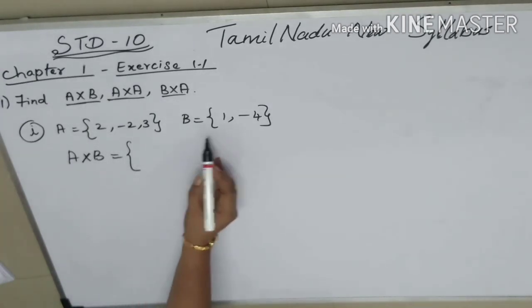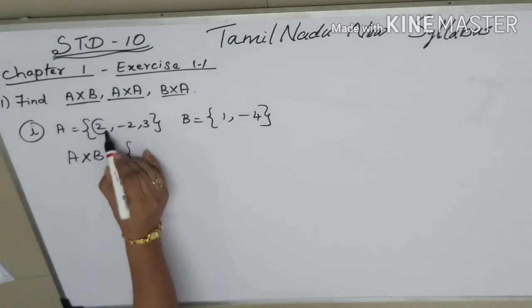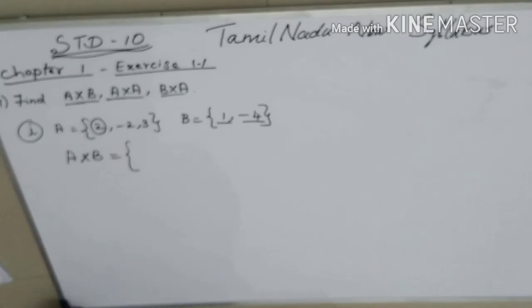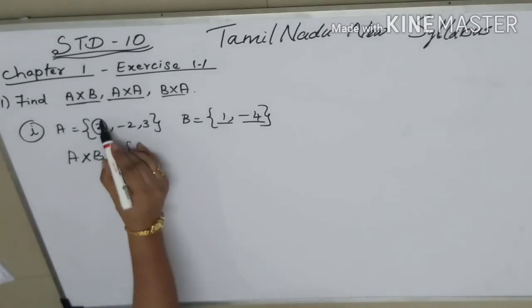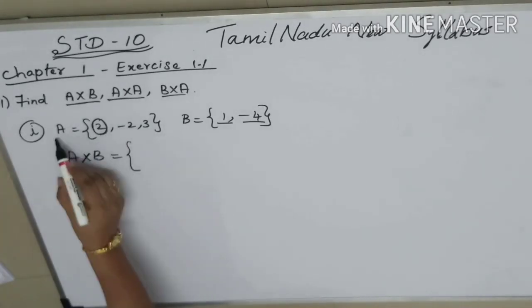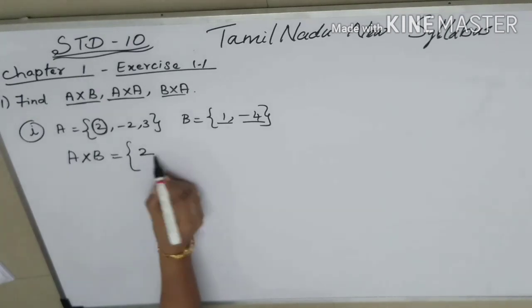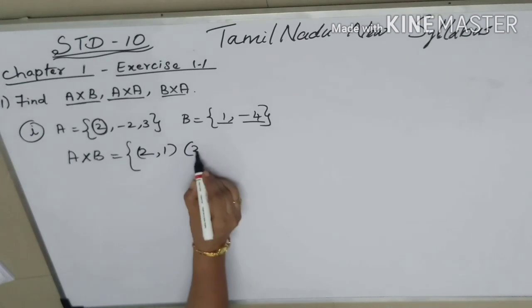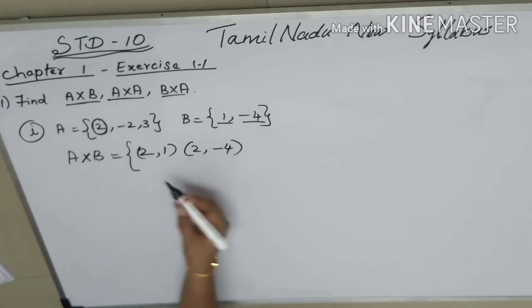How to write your ordered pair is, take your first element in your first set and join that element with your second set. Okay, so I'm going to take 2, which is your first element in your first set. So 2 comma 1, you'll have to join it. Then the next one is 2 comma -4. So we have finished 2 now.